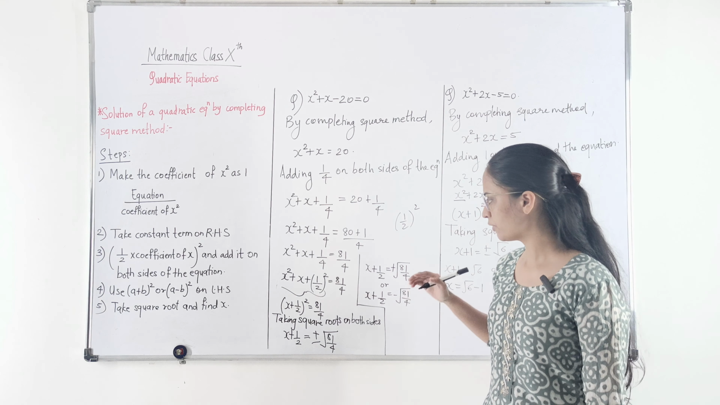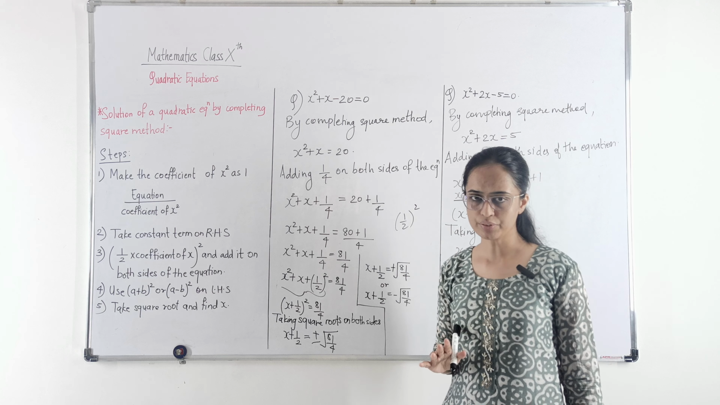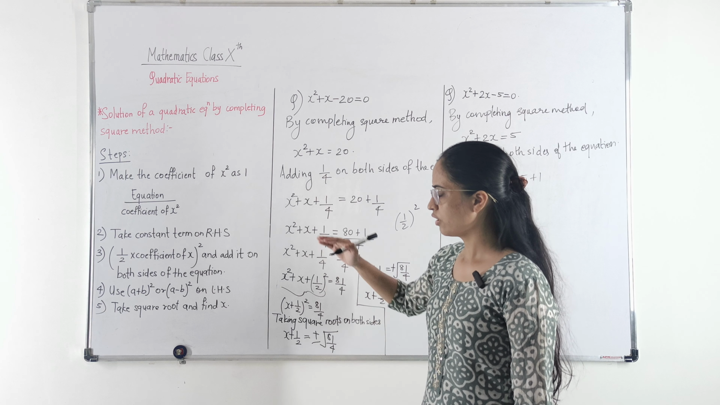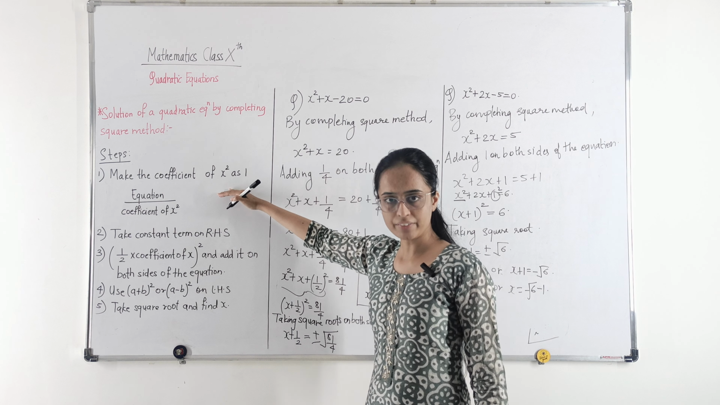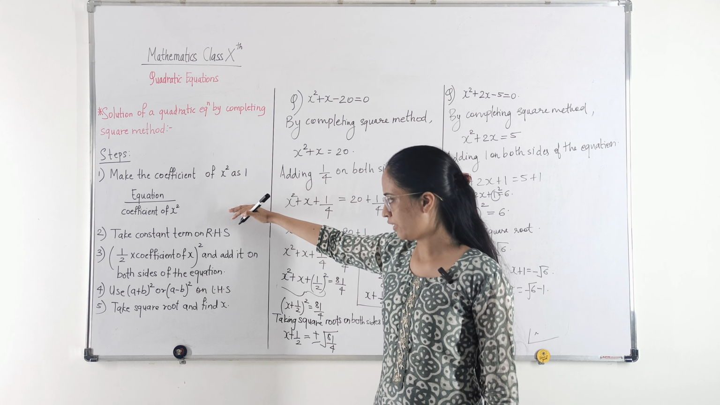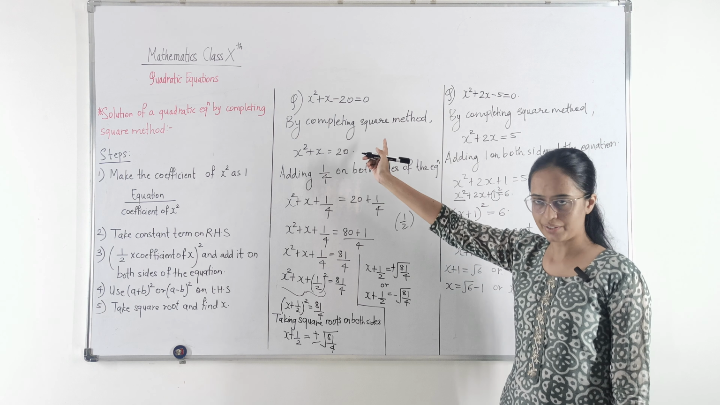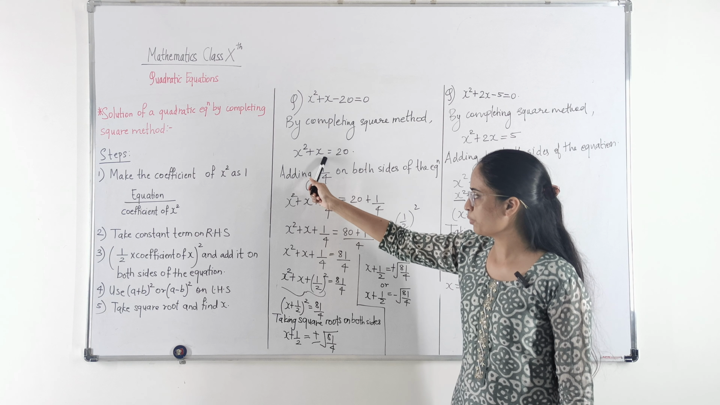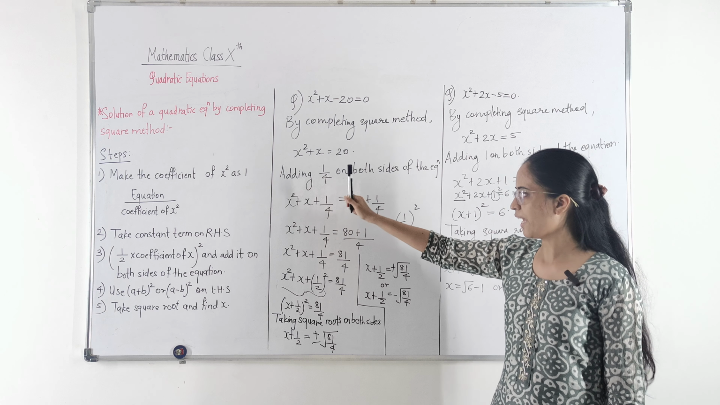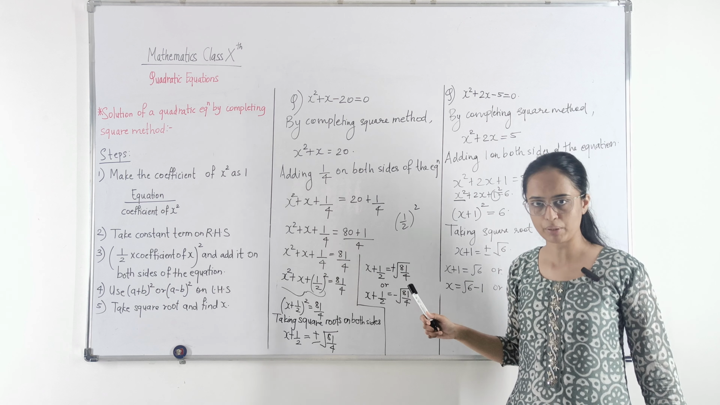So these were the two problems which we solved using the completing square method, which is a 5-step process, which includes the first step as dividing the equation with the coefficient of x square to make the coefficient of x square as 1. Then you're supposed to take the constant term which is there on the right hand side of the equation. You have to do a small calculation in rough work, and whatever term you get, you're supposed to add on both the sides of the equation, which is your step number 3.